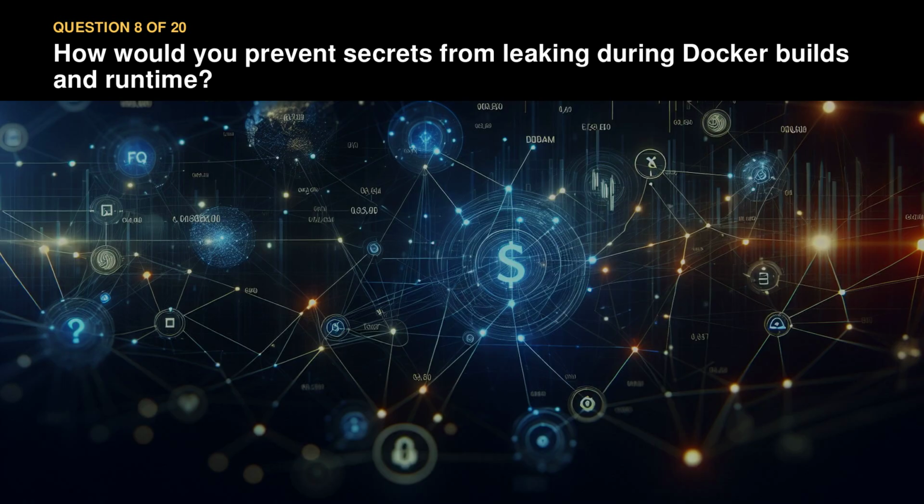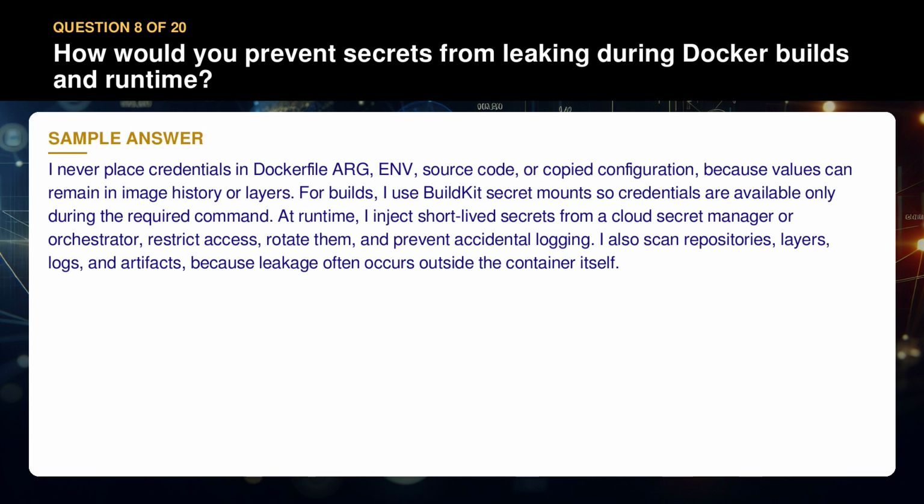Question 8. How would you prevent secrets from leaking during Docker builds and runtime? I never place credentials in Dockerfile ARG, ENV, source code, or copied configuration, because values can remain in image history or layers. For builds, I use BuildKit secret mounts so credentials are available only during the required command.